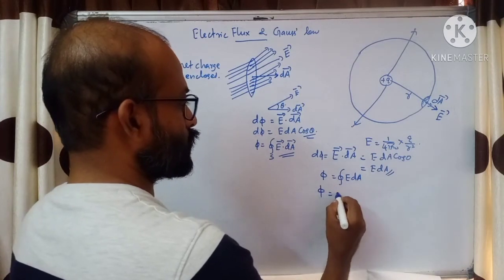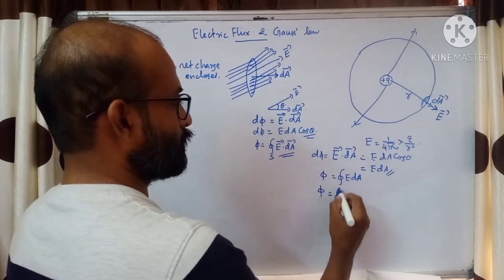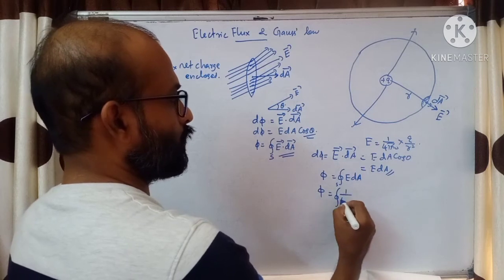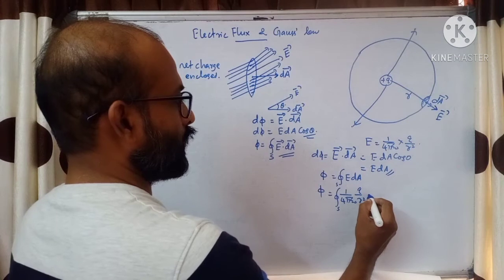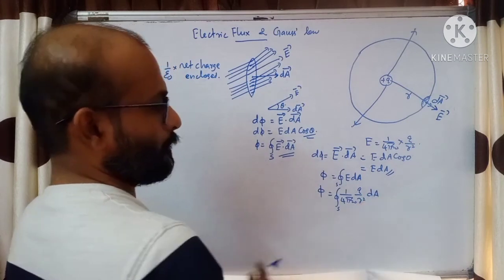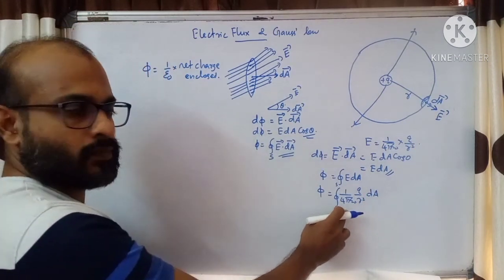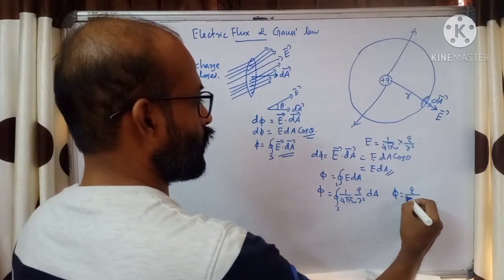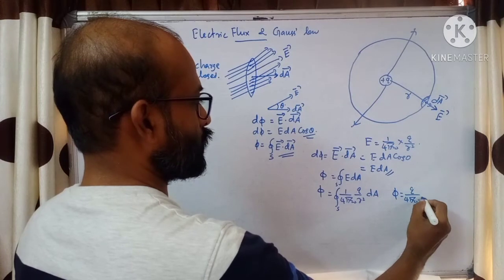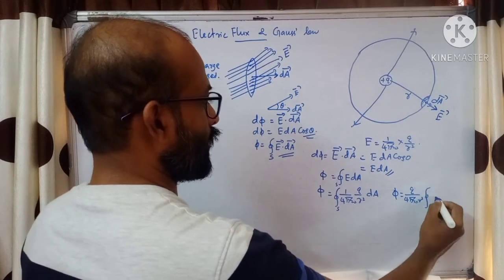Flux phi is equal to the surface integral. See, E is equal to 1 by 4 pi epsilon 0 Q by R square, into dA. Okay, now all these things are constants, you can take them outside. Say phi is equal to Q by 4 pi epsilon 0 R square into the surface integral of dA.